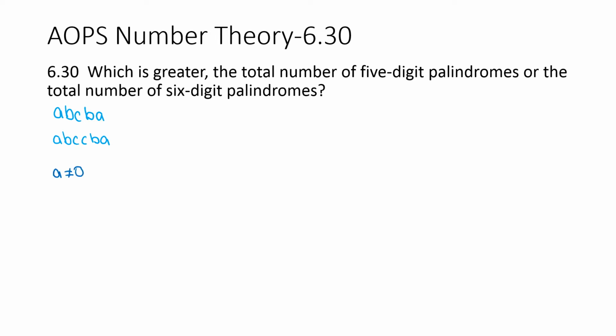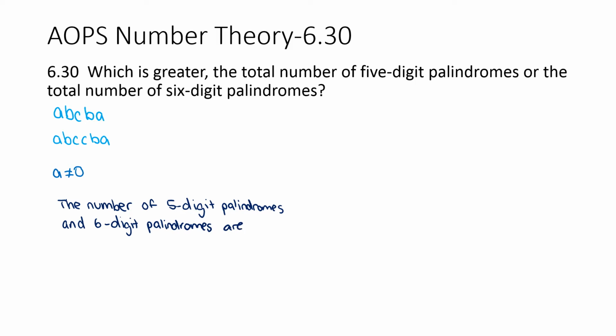So since they all have A, B, and C, the total number of choices is the same, because there are 9 choices for A and 10 choices for B and C. So it's the same. The number of 5-digit palindromes and 6-digit palindromes are the same.